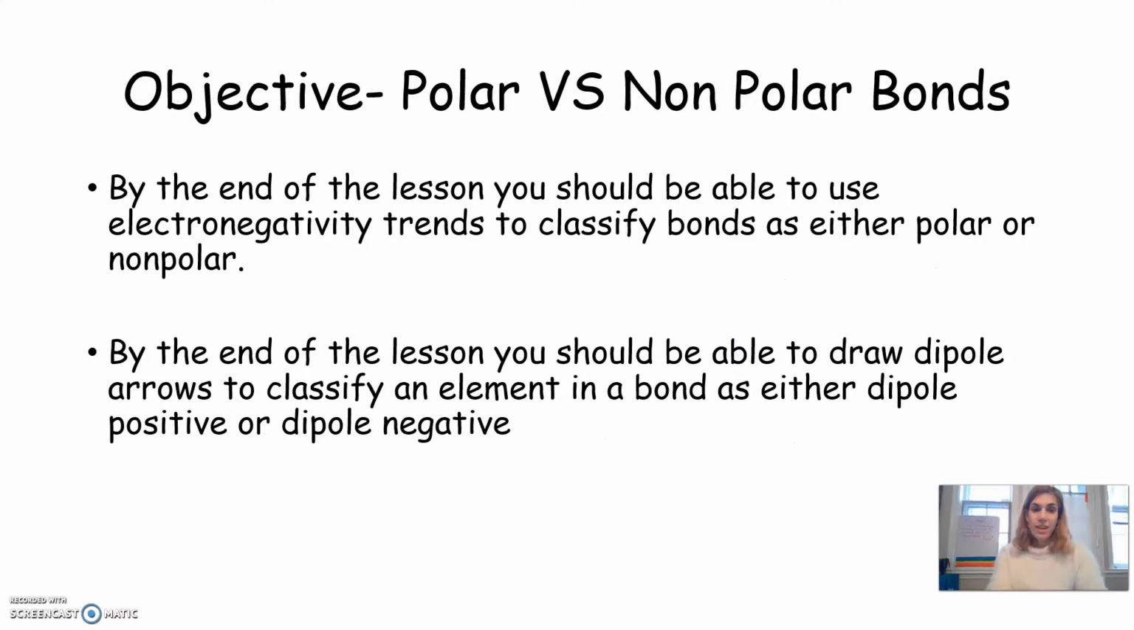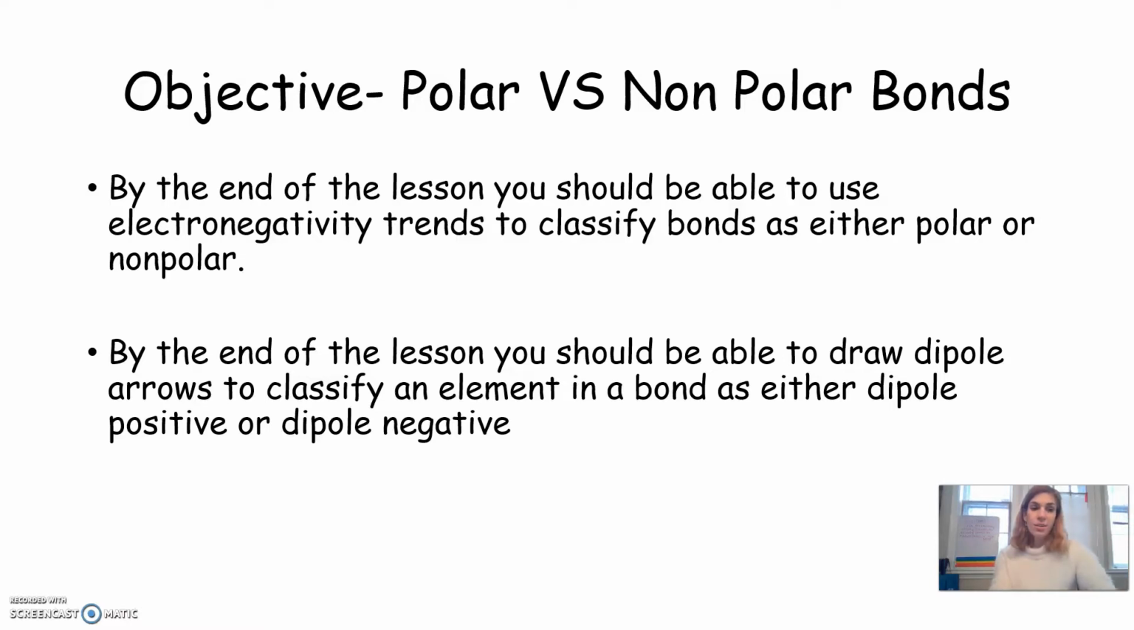So by the end of today's lesson, you should be able to use electronegativity trends to classify bonds as either polar or nonpolar. You should also be able to draw dipole arrows on a Lewis structure to classify an element in a bond as either dipole positive or dipole negative. And we're going to talk about what those words mean.